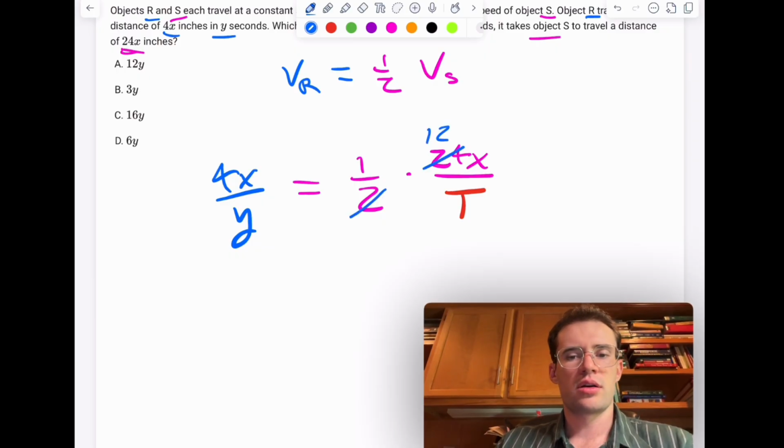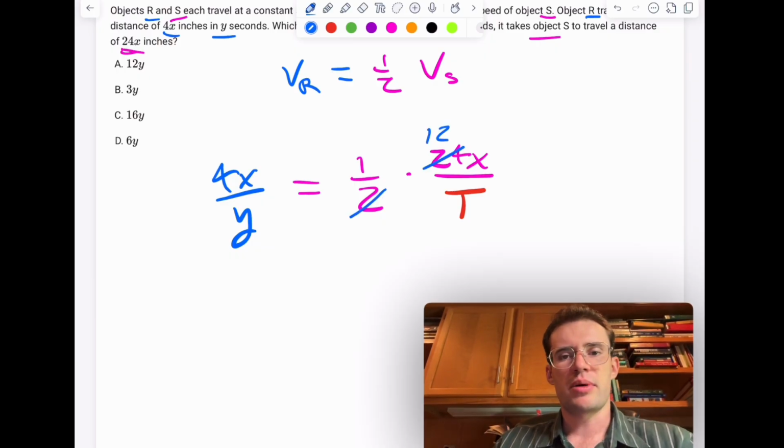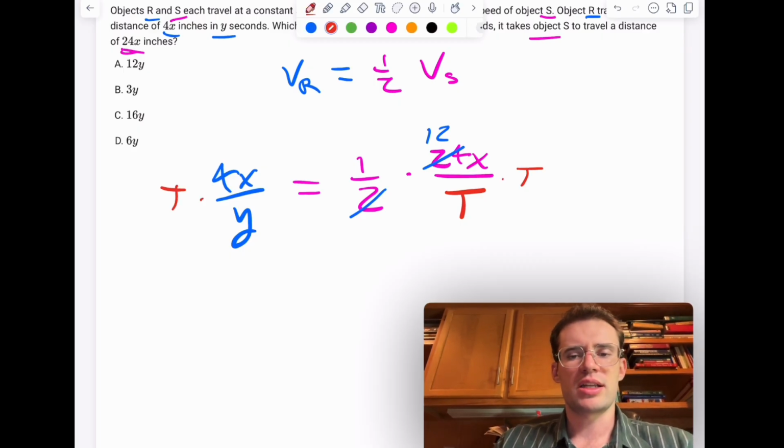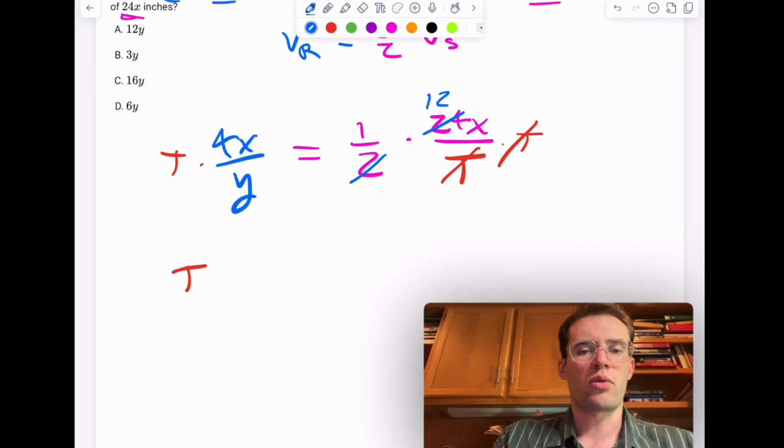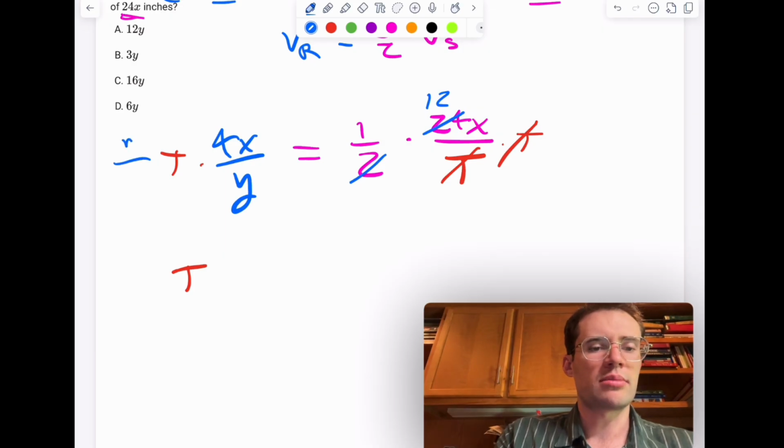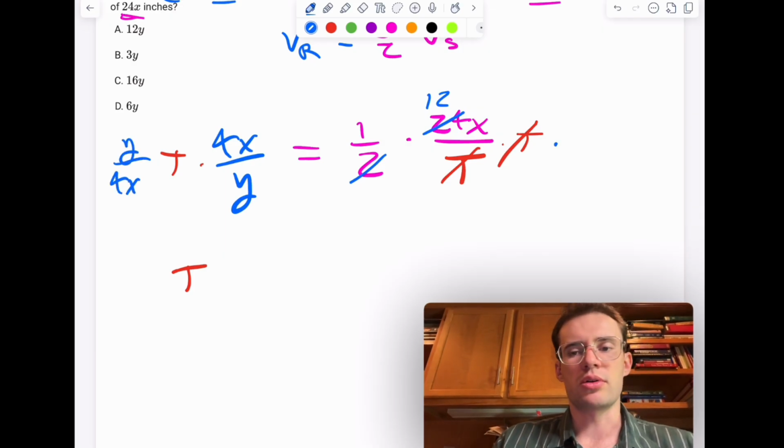So 12 there, and then let's get the t in the numerator. Multiply both sides by t, which cancels out here. We get t, and then to get rid of this times 4x over y, you'd multiply by the reciprocal, so times y over 4x on both sides. So times y over 4x.